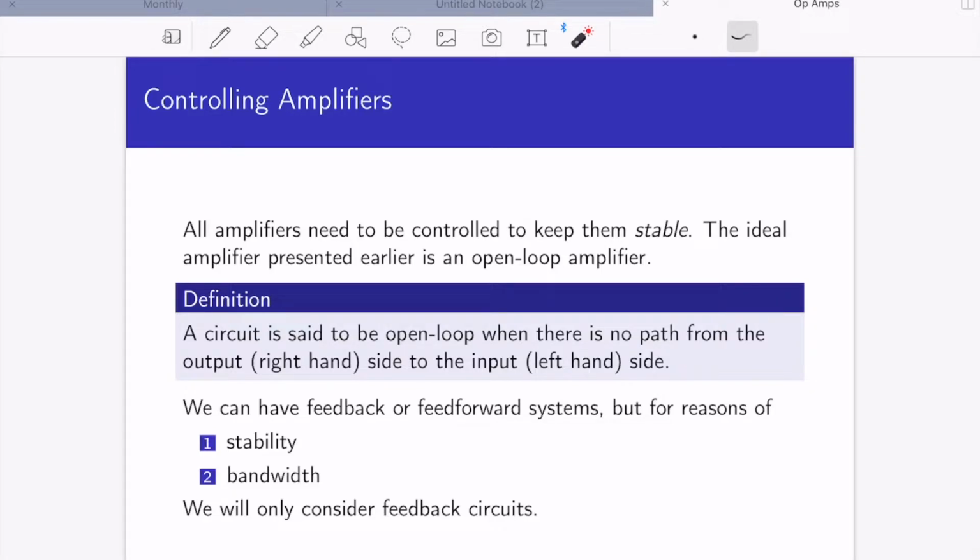If you want to, you can add feedback that would allow you to have output from the output feeding back into the input of the amplifier, or you could take the input and feed it forward to the output. So that would be feedback or feed forward systems. There are reasons you might want to have a feed forward system, but we will only consider feedback systems where we can make stable circuits and have a good bandwidth. Okay.